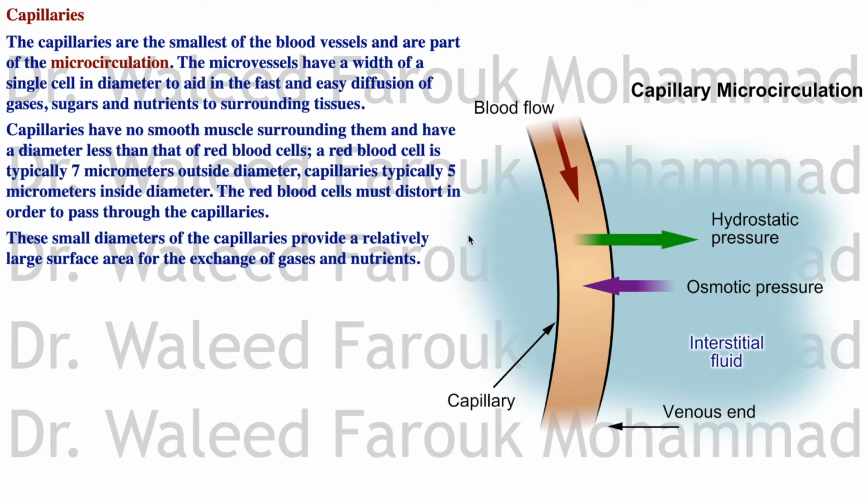The microvessels have a width of a single cell in diameter to aid in the fast and easy diffusion of gases, sugars, and nutrients. Capillaries have no smooth muscle in their walls. They are a simple layer of endothelium, and have a diameter less than that of red blood cells. So the healthy red blood cell must squeeze itself in the capillary to pass through, so it becomes distorted or squeezed in shape.